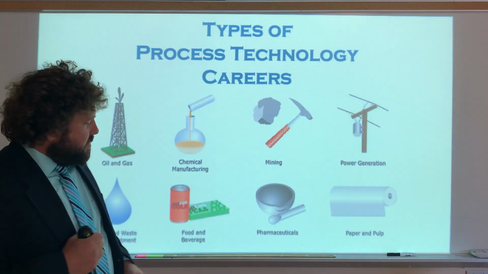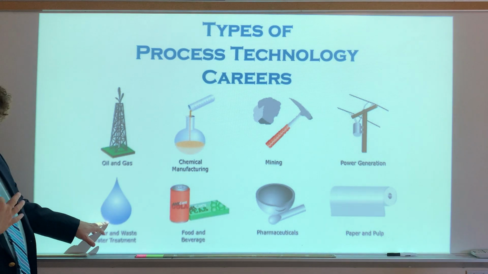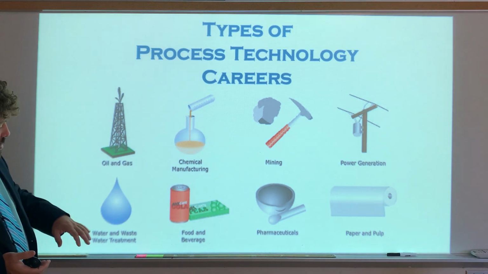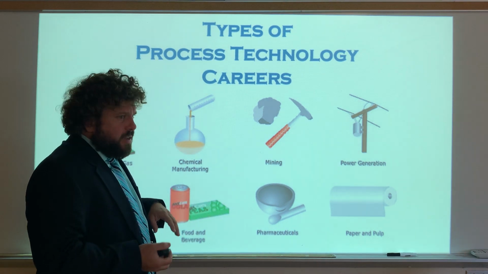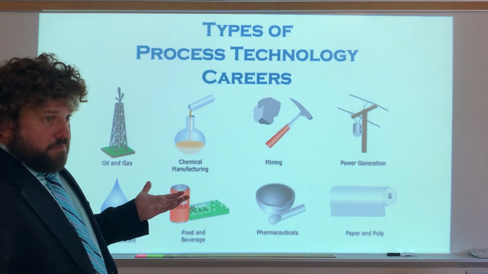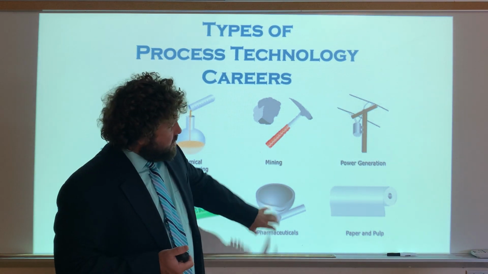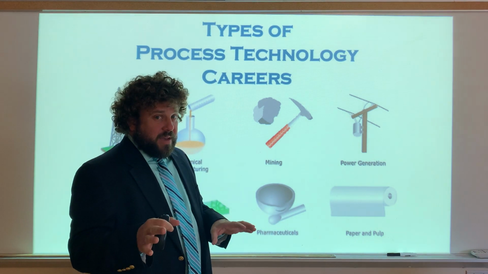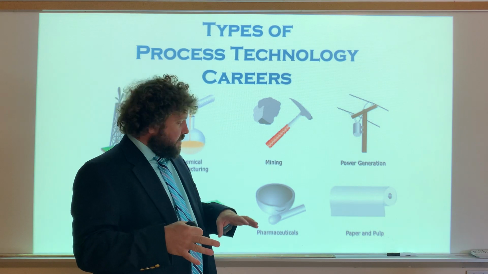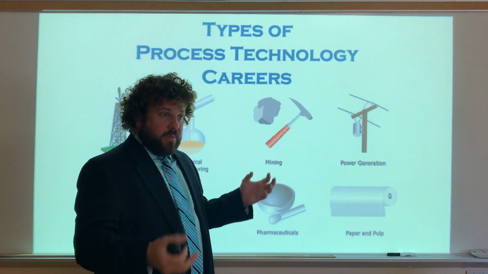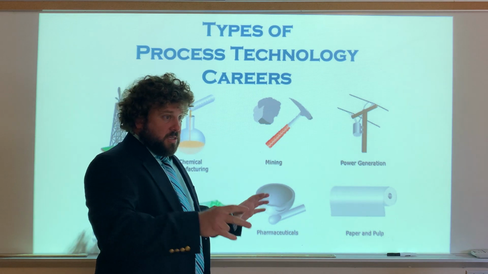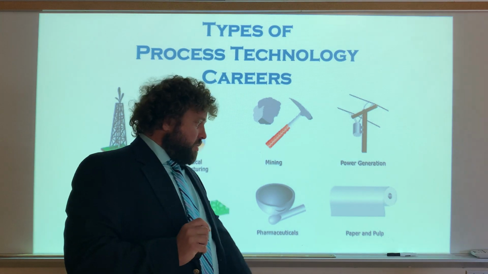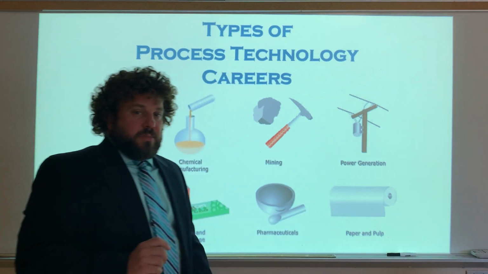You have mining, power generation creates power. Water and wastewater, the water you drink, the water that goes out of your toilets and sinks and sewers afterwards. Food and beverage. In New Jersey, there's Mars over there. Great candy. Pharmaceuticals, Johnson & Johnson, big one. With this vaccine, the process technicians won't be developing the vaccine for COVID, but when the vaccine comes about, they're the ones that will be creating it. They'll be mixing the chemicals together, making sure the machines are mixing the proper amounts together. They're the people that actually are like the quality control who do everything else. And then pulp and paper, turning trees into paper.